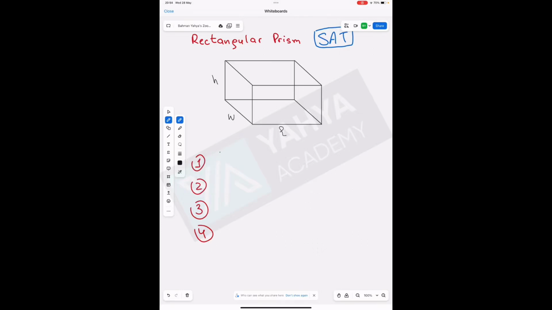Hello guys, today in this video I will tell you four formulas that we have to know if we are prepping for the SAT test. One of those formulas, the first one, is the volume of a rectangular prism.